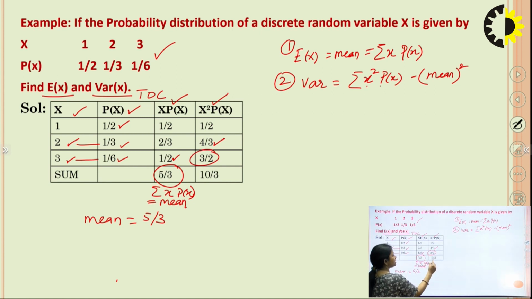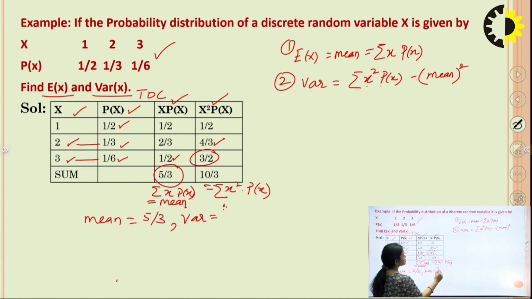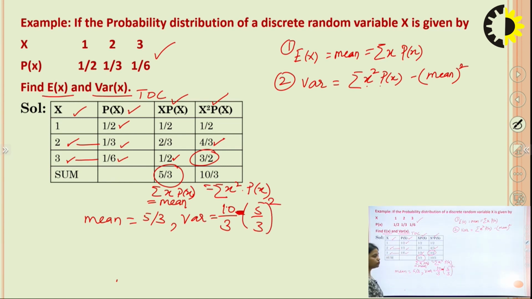Now just find this sum, and this sum is summation x square into px. We have obtained the sum. Now to find the variance, we just subtract the mean raised to the power 2 from this sum. So variance will be 10 by 3 minus, it is minus, the mean 5 by 3 raised to the power 2. Subtract (5 by 3) raised to the power 2 from 10 by 3 and simplify it, and we obtain the variance for the probability distribution. I hope you are getting my point.